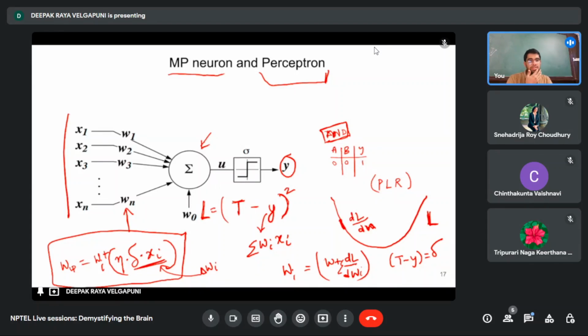Now we'll extend this to what is a multi-layer perceptron. Is the perceptron learning rule clear?